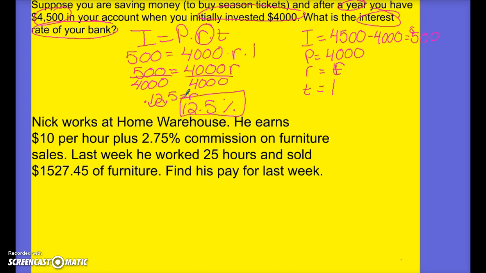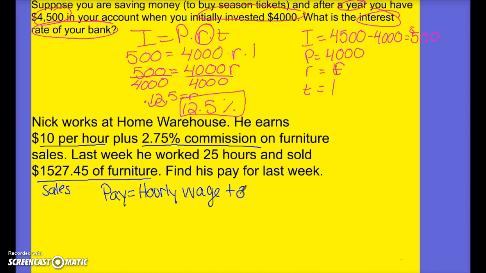interest. For the second one, Nick works at Home Warehouse. He earns $10 per hour plus 2.75% commission. So we're going to be using commission here on furniture sales. Last week he worked 25 hours and sold this much of furniture. So these are his sales. Find his pay for last week. So last week he earns $10 an hour. So his pay would equal his hourly wage plus his commission.